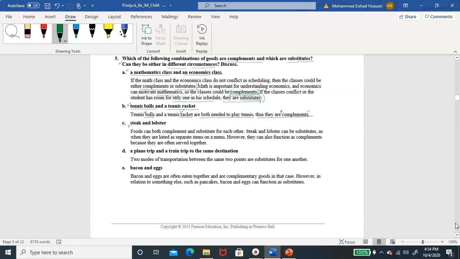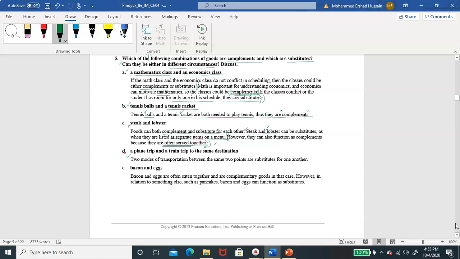Steak and lobster. Food can both complement and substitute for each other. Steak and lobster can be substitutes when they are listed as separate items on a menu. So you can either have steak or have lobster, right? However, they can also function as complements because they are often served together, right? In that case, depending on the situation, if they are served together, they are like complements. You eat one and then you also want to eat the other.